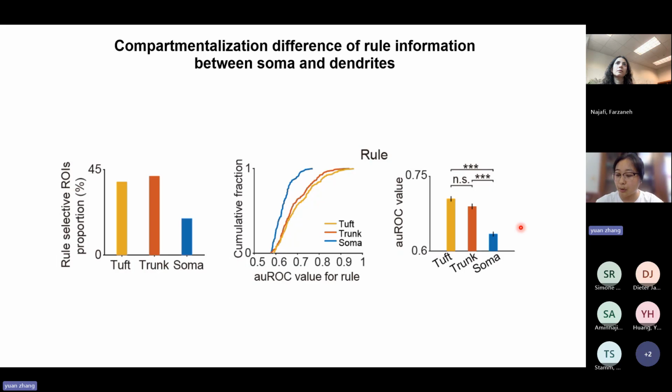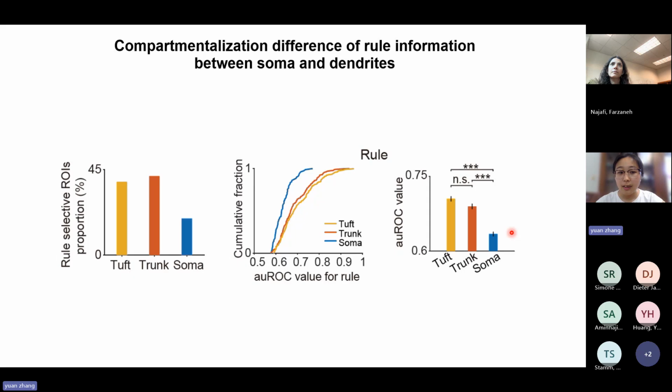Yes, the correlation between behavior performance and the rule information. Yeah, that's a good point. Thank you. I'll add it. And so here we found there's more rule information in dendrites than soma.